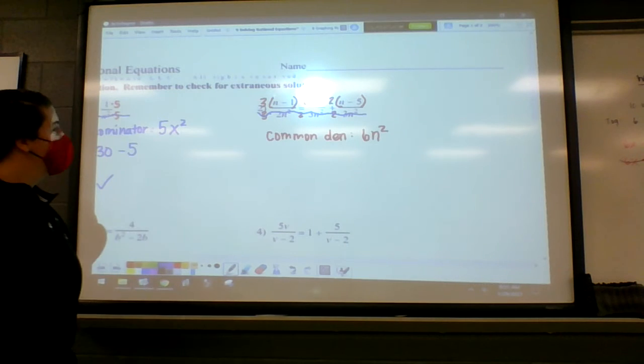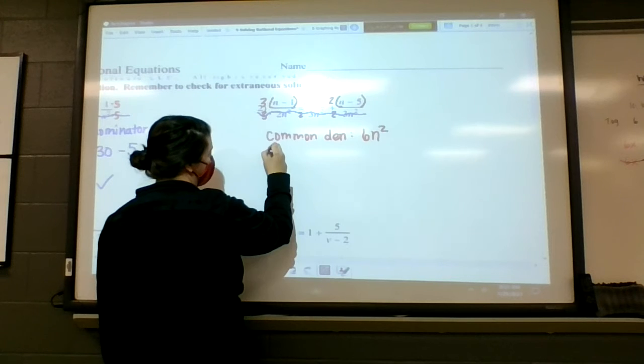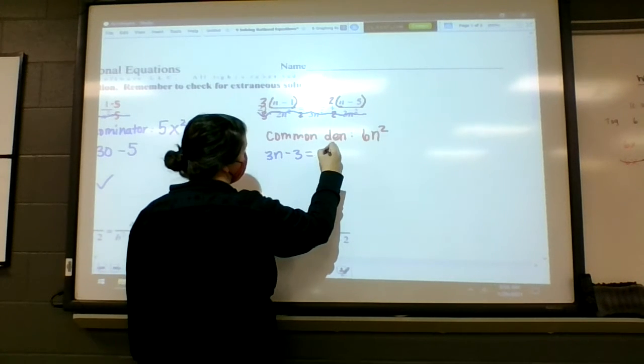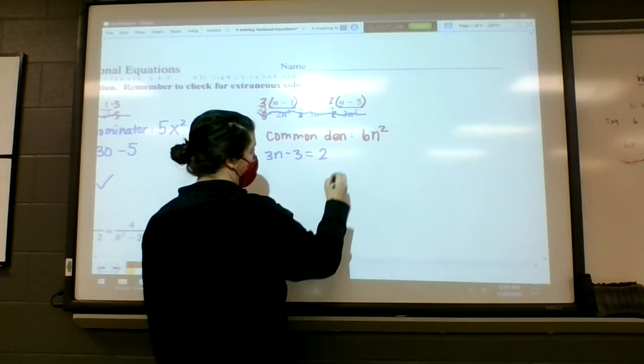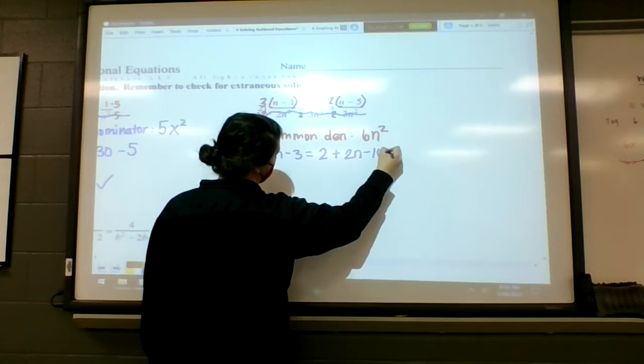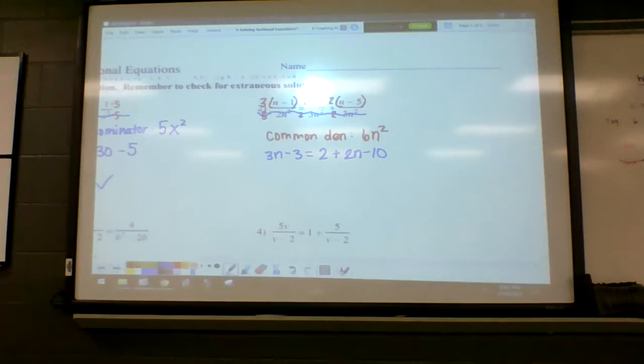All right, so the top, make sure you distribute whenever you have 2 terms in the top. So it's 3n minus 3 equals 2. 1 times 2 is 2, plus 2n minus 10. All right, go ahead and solve on your own. I know you can finish this. Solve away.